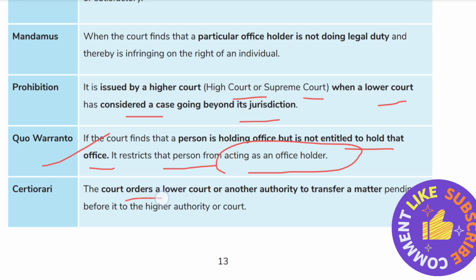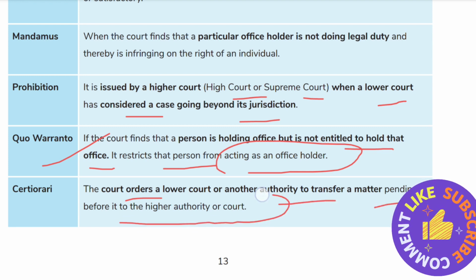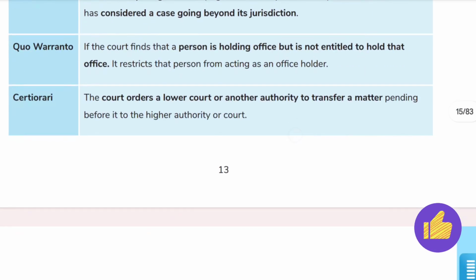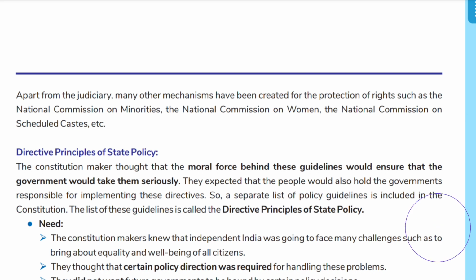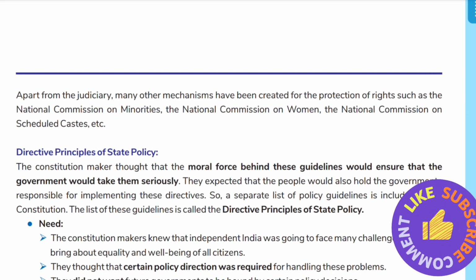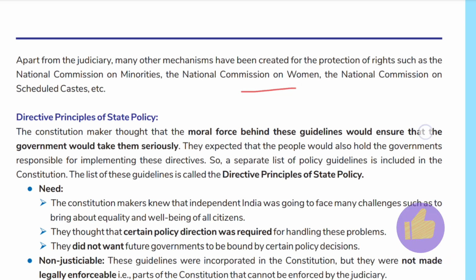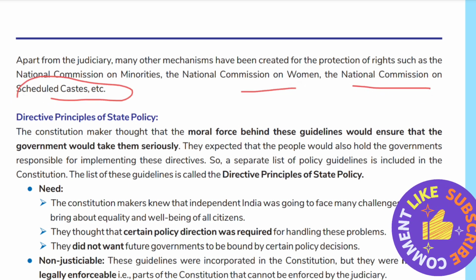Certiorari: the court orders a lower court or another authority to transfer a matter pending before it to the higher authority or court, which is known as certiorari. Apart from the judiciary, many other mechanisms have been created for the protection of rights, such as the National Commission on Minorities, the National Commission on Women, the National Commission on Scheduled Castes, etc.